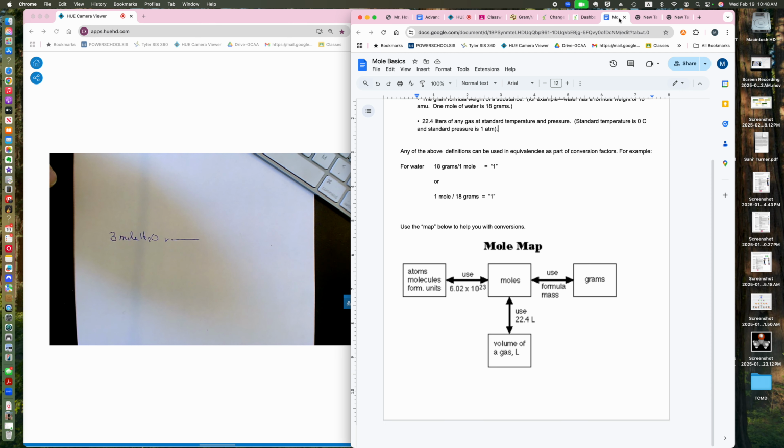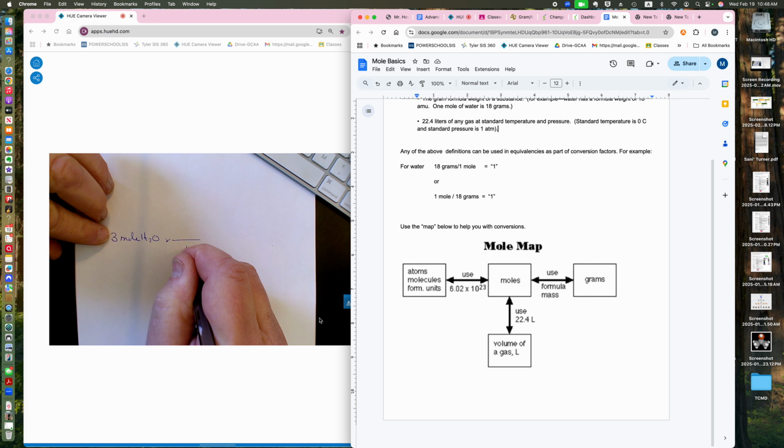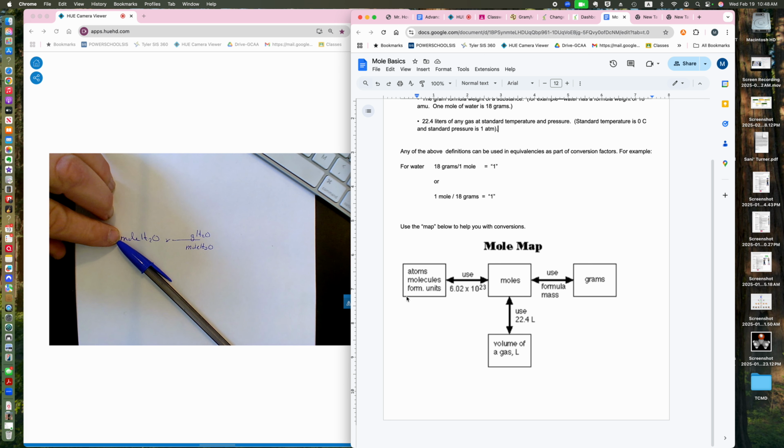So you go back to the mole map. You're starting here with moles, and you want to get to grams. So you put your unit that you want to get rid of on the bottom, just like we've been doing multiple times before, and we put what we're looking for on top, grams of water. Since we're starting with moles and want to go to grams, it's going to be a one-step problem, and we have to use the formula mass of water in our conversion.